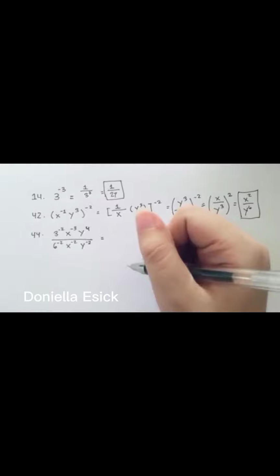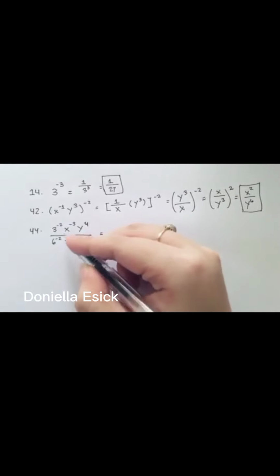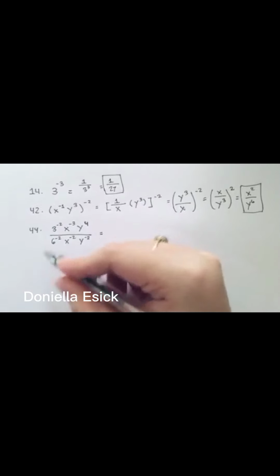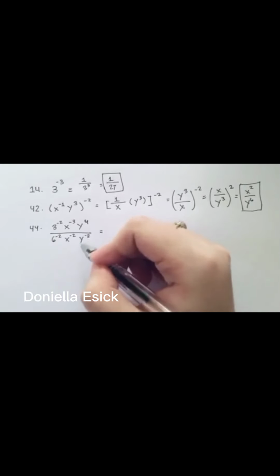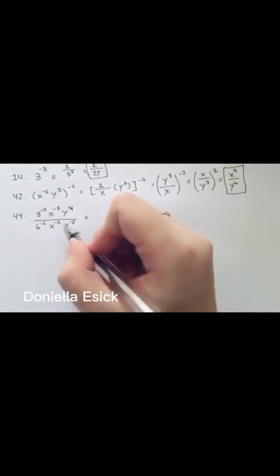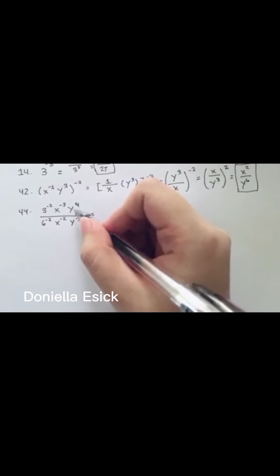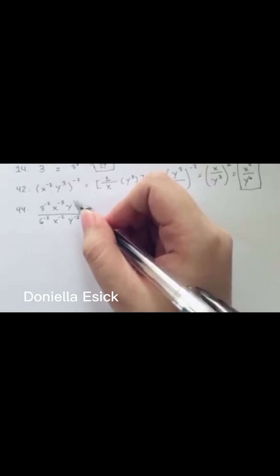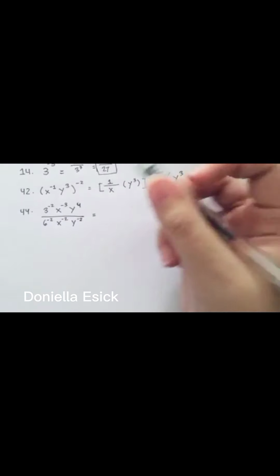Last number, which is number 44. So 3 raised to the power of negative 2, and x raised to the power of negative 3, y raised to the power of 4 over 6 raised to the power of negative 2, x raised to the power of negative 2, y raised to the power of negative 2. So we are going to move y raised to the power of negative 2 to the numerator para mahimo siyang positive ang exponent. Then ato dayong i-add ang duha ka exponent nila, which is 4 and 2. So mahimo siyang y raised to the power of 6.